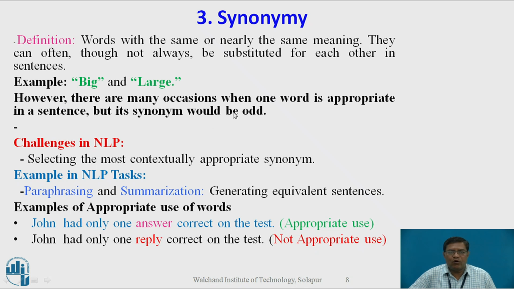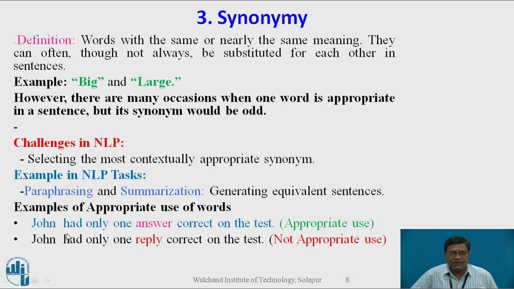However, there are many occasions when one word is appropriate in a sentence, but its synonym would be odd. The challenge for synonymous words is selecting the most contextually appropriate synonym. In NLP tasks, we can use synonymous words for paraphrasing, summarization, and generating equivalent sentences. Here we have an example of which appropriate synonym is to be used depending on the context of the given sentence.